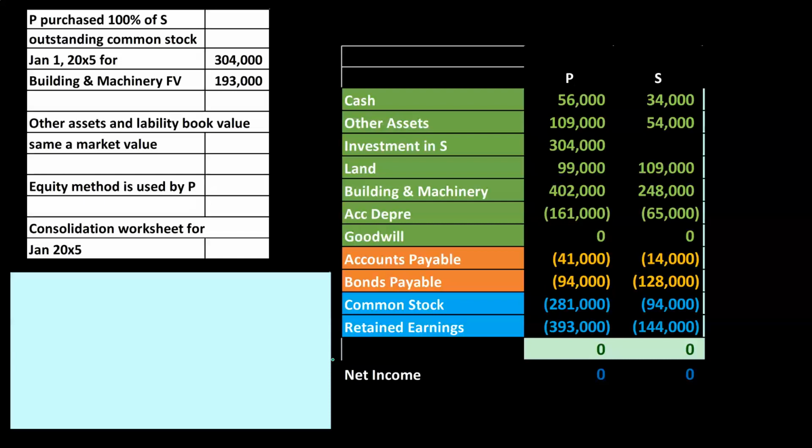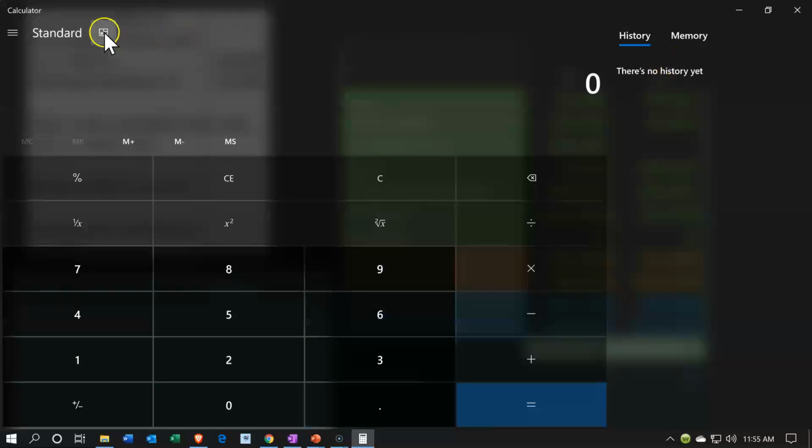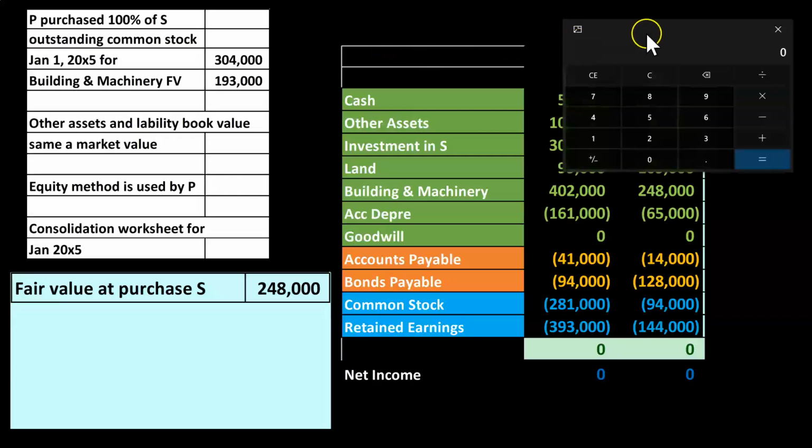Okay, so then let's pull out our little worksheet down below. If I think about the fair value, it's going to be the 248. In other words, I'm trying to figure out if there's goodwill involved here, so let's pull out the trusty calculator.